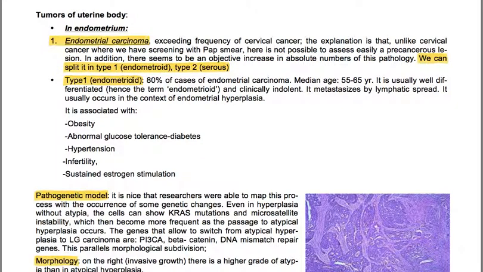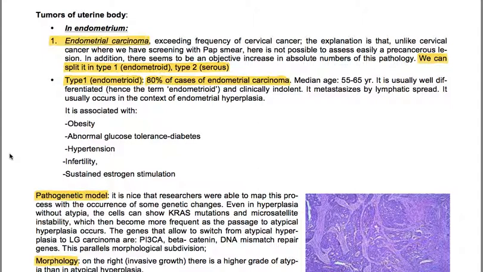Type 1, endometrioid, accounts for 80% of cases of endometrial carcinoma. The median age of presentation is 55-65 years. It's usually well differentiated, hence the term endometrioid, and clinically indolent. It metastasizes by lymphatic spread. It usually occurs in the context of endometrial hyperplasia.